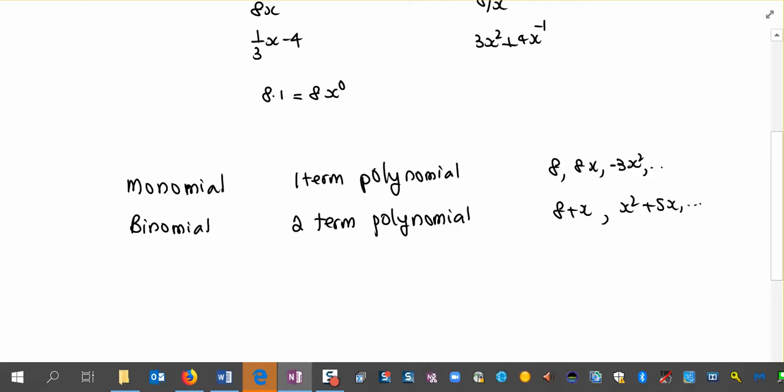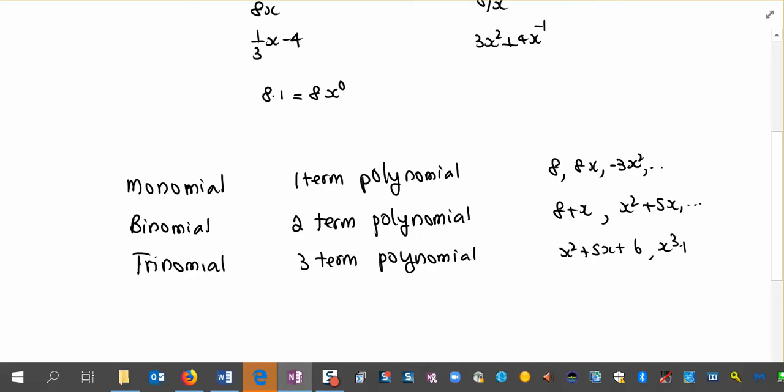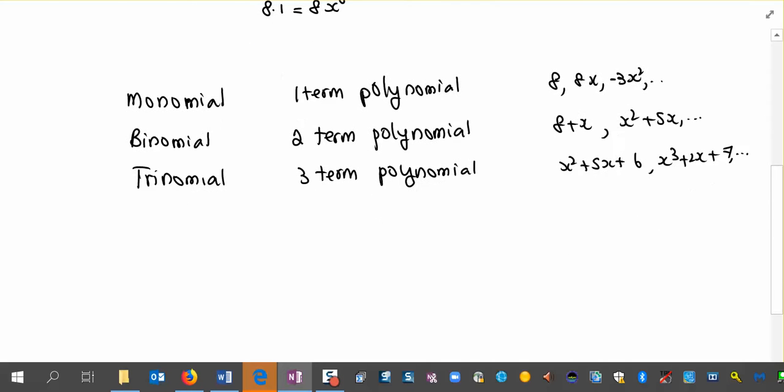Two terms to it. And trinomial. A trinomial has three terms. Three-term polynomial. So x squared plus 5x plus 6, x cubed plus 2x plus 7, and so on. Three terms. Beyond that, we just call them four-term polynomials, five-term polynomials, and so on. But these three you will hear people talk about.